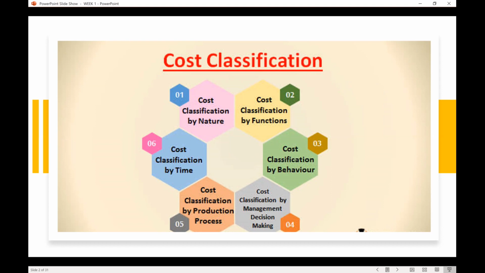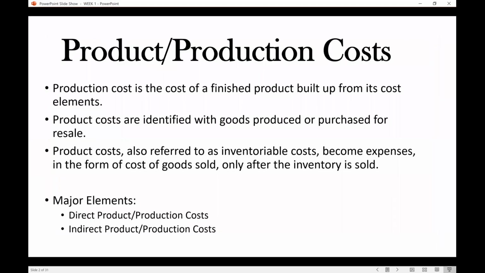And on the screen here, we have a few of them. But some of the main groupings, as you can see on the screen, include by function, by nature, by behavior, by time, based on decision, and based on production, right? So these are some of the major elements and groupings of cost. But for the next few weeks, we'll be focusing on grouping of cost by product and production cost. And production cost, as you can see, is the cost of a finished product built up from its cost elements. And we'll look at what the cost elements are in the next few slides.